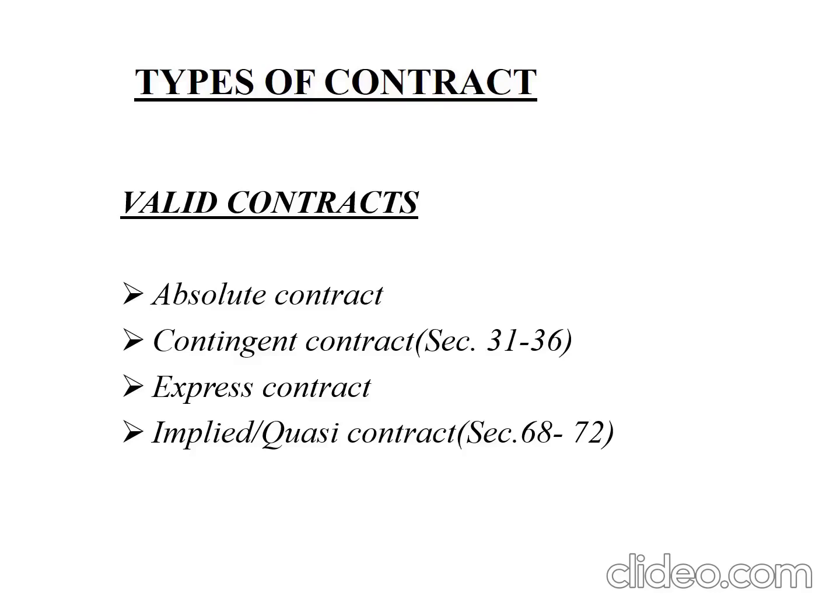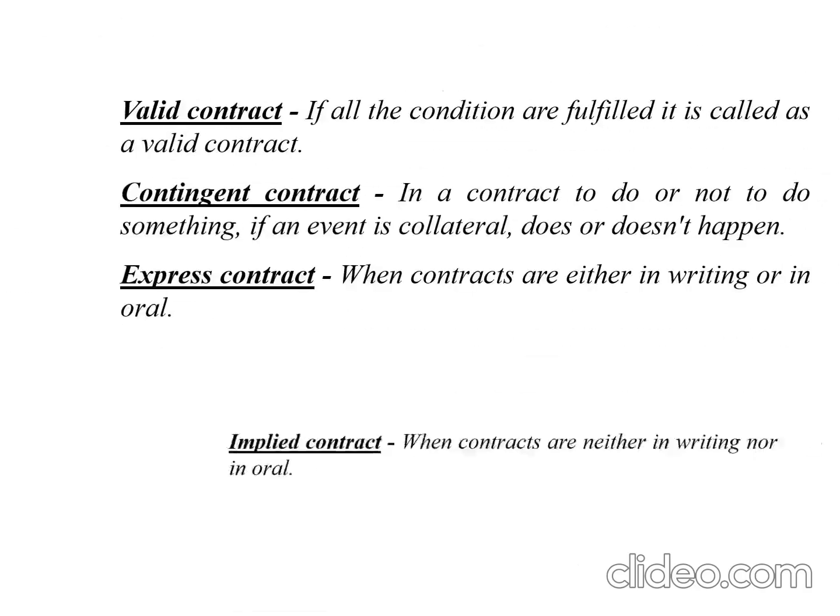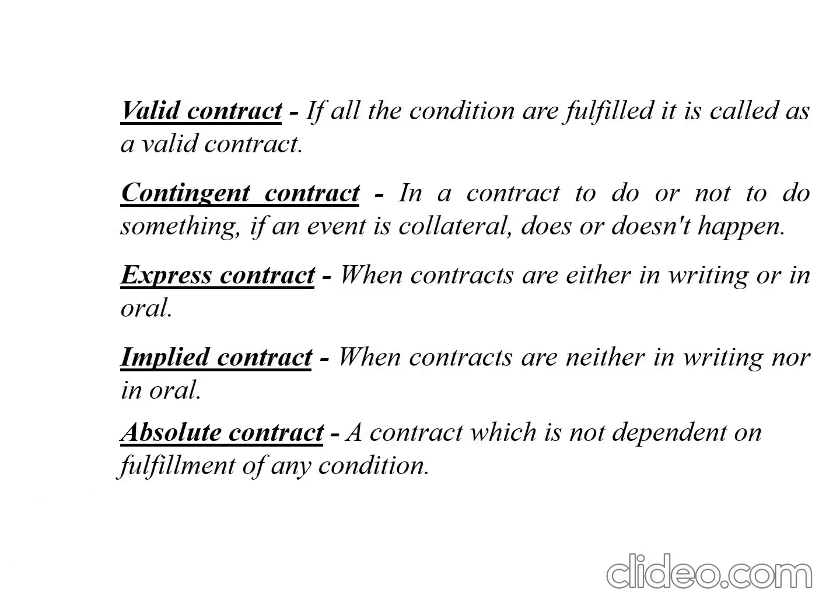For example, when you go for transportation in a bus, you know that the ticket has to be taken, which is implied. When you go to a restaurant, after the food, you have to pay the bill. This is an implied contract. So, these are some of the meanings of different contracts.